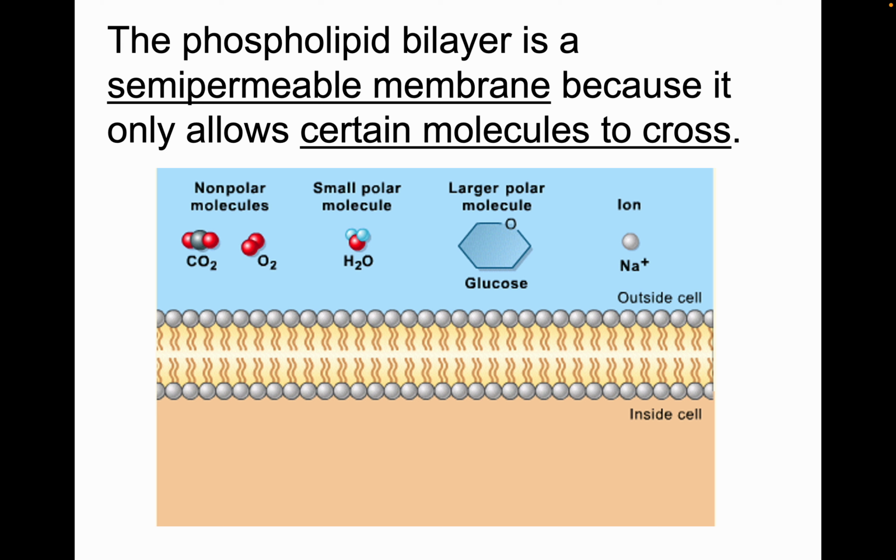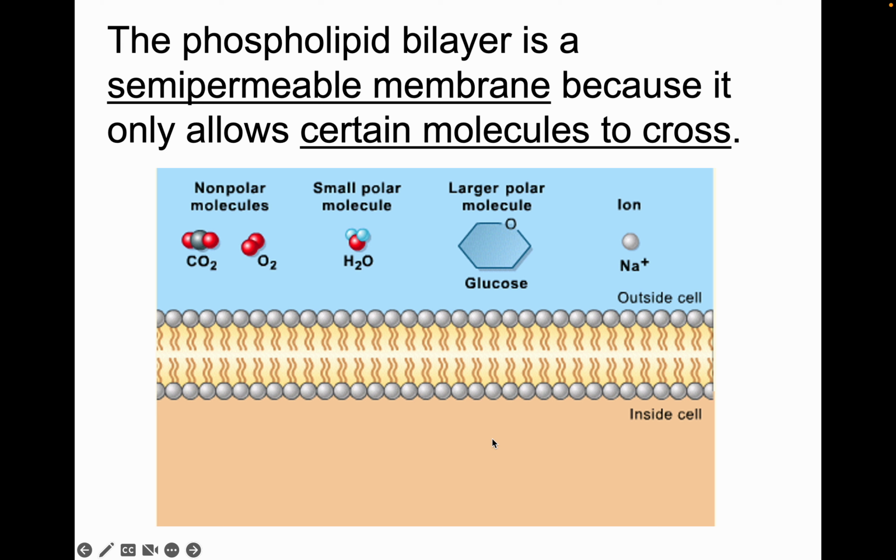Okay? So, the phospholipid bilayer is a semi-permeable membrane because it only allows certain molecules to cross. So, as we discussed earlier, the phospholipid bilayer has two layers of special fats. The heads of these fats are hydrophilic, while the tails repel water, hydrophobic. So, this structure creates a barrier. It is like a wall. A very hard wall.